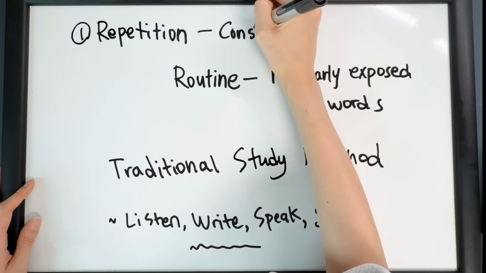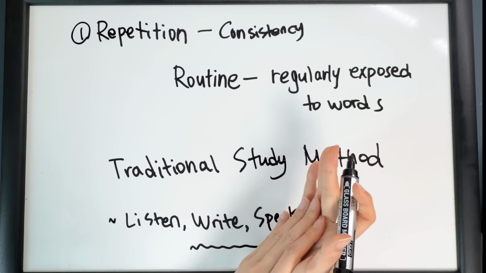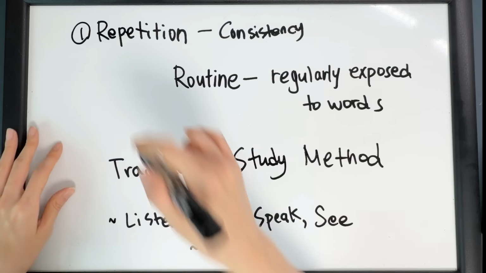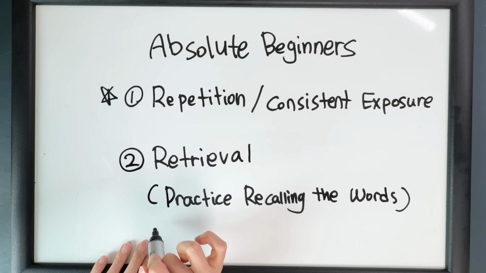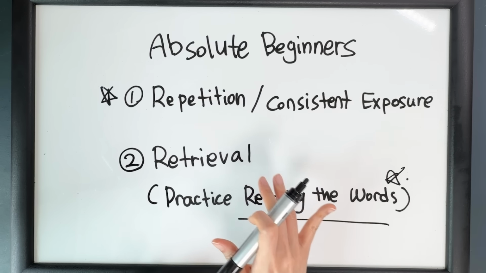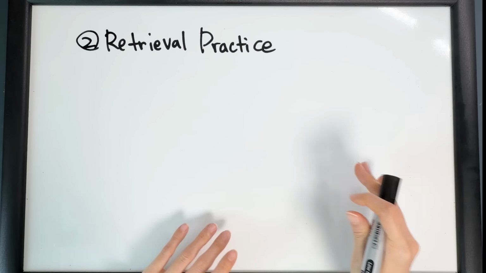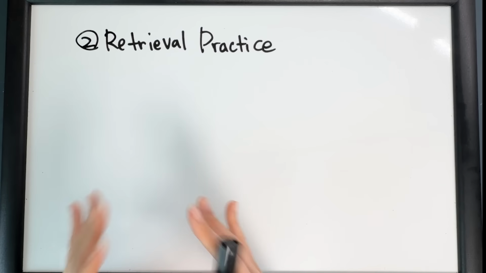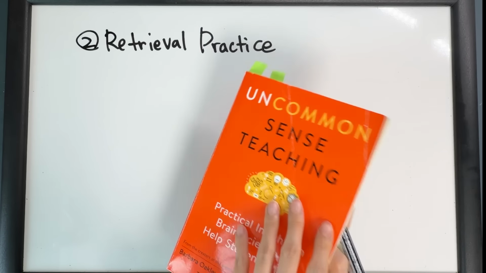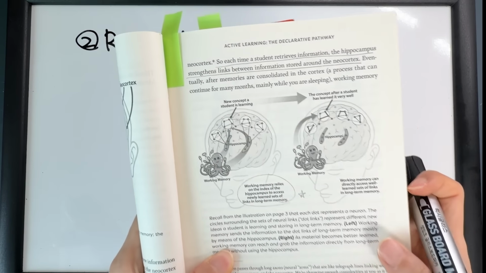So the key is consistency. Even if it's just 10 minutes a day, make sure you set aside time to actively study or at least expose yourself to the words. So that part is repetition, and just as important is practice recalling words, also known as retrieval practice. And I've always felt that retrieval is very effective in learning, but I couldn't really explain it in a logical or scientific way. But recently, I read a book called Uncommon Sense Teaching, and here they explain the power of retrieval with scientific and neuroscience-based evidence.